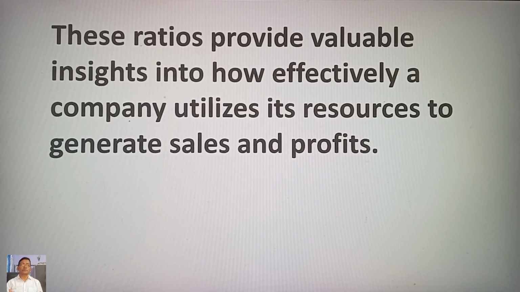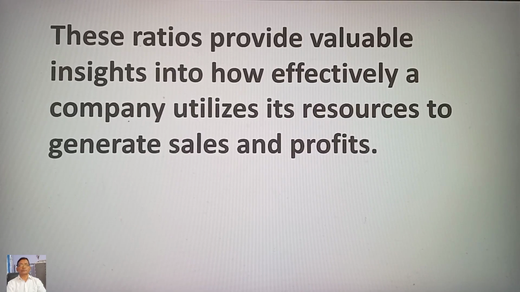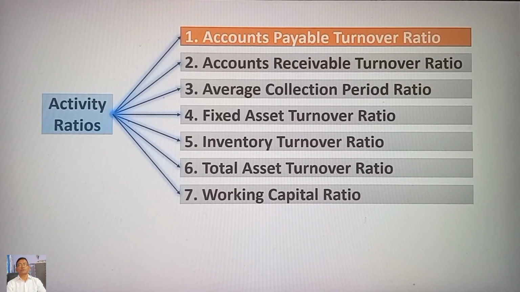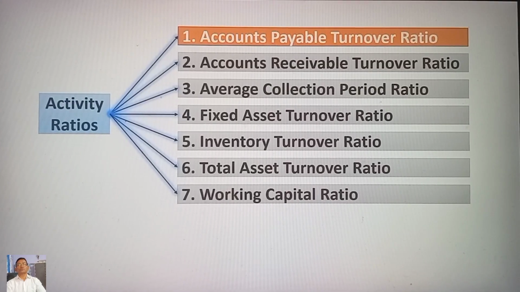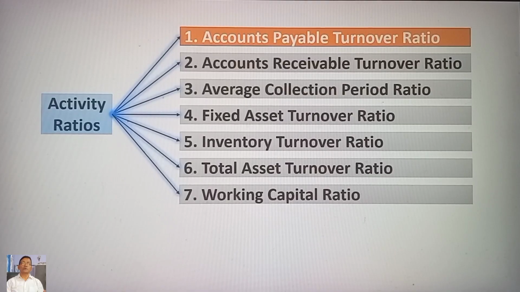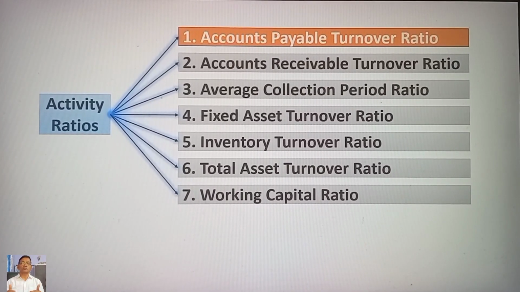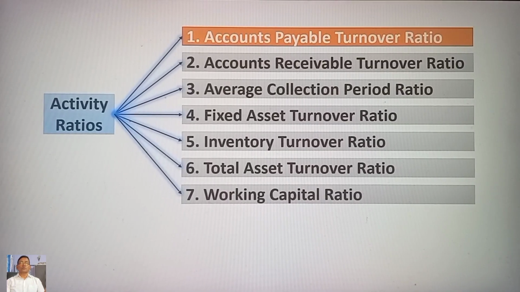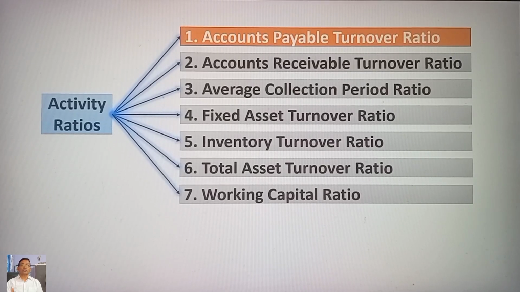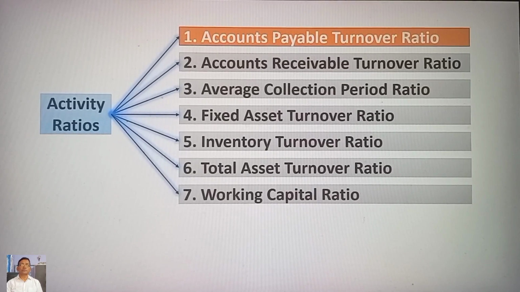Activity ratios are most useful when employed to compare two competing businesses within the same industry. The most commonly used activity ratios are: first, accounts payable turnover ratio; second, accounts receivable turnover ratio; third, average collection period ratio; fourth, fixed asset turnover ratio; fifth, inventory turnover ratio; sixth, total asset turnover ratio; and seventh, working capital ratio.